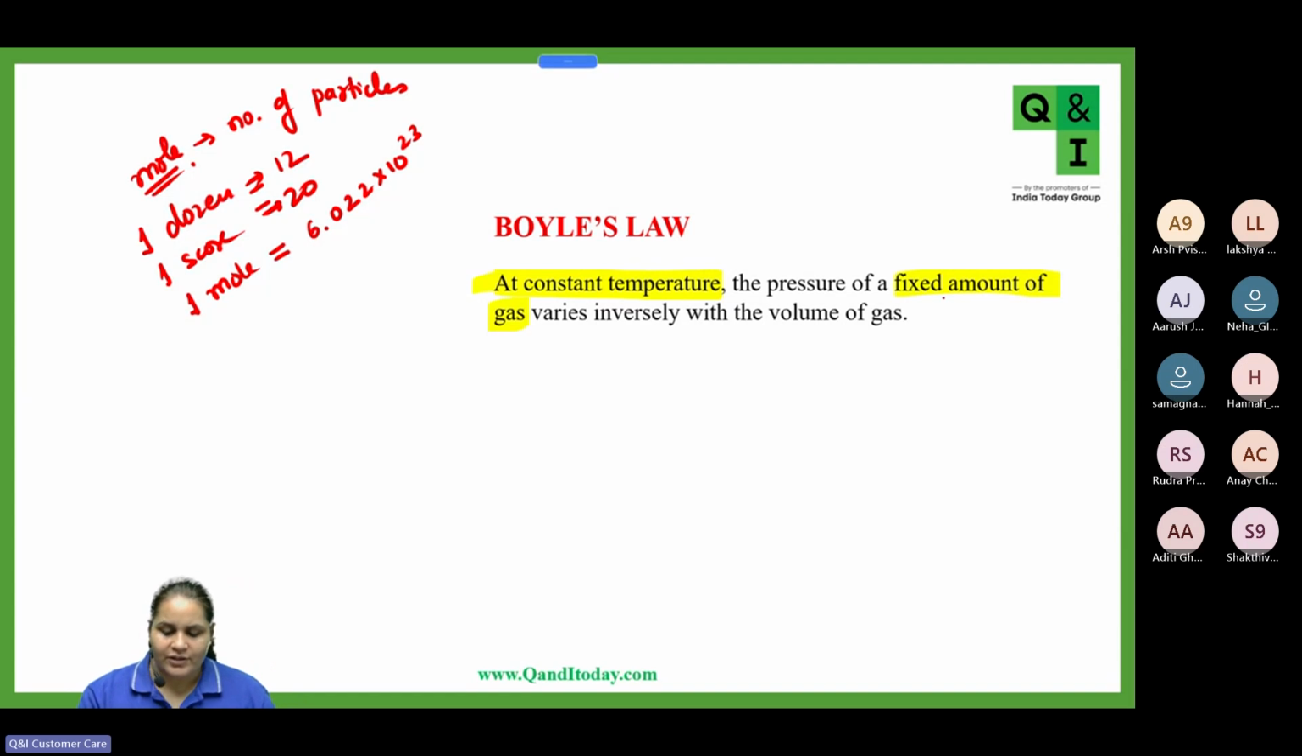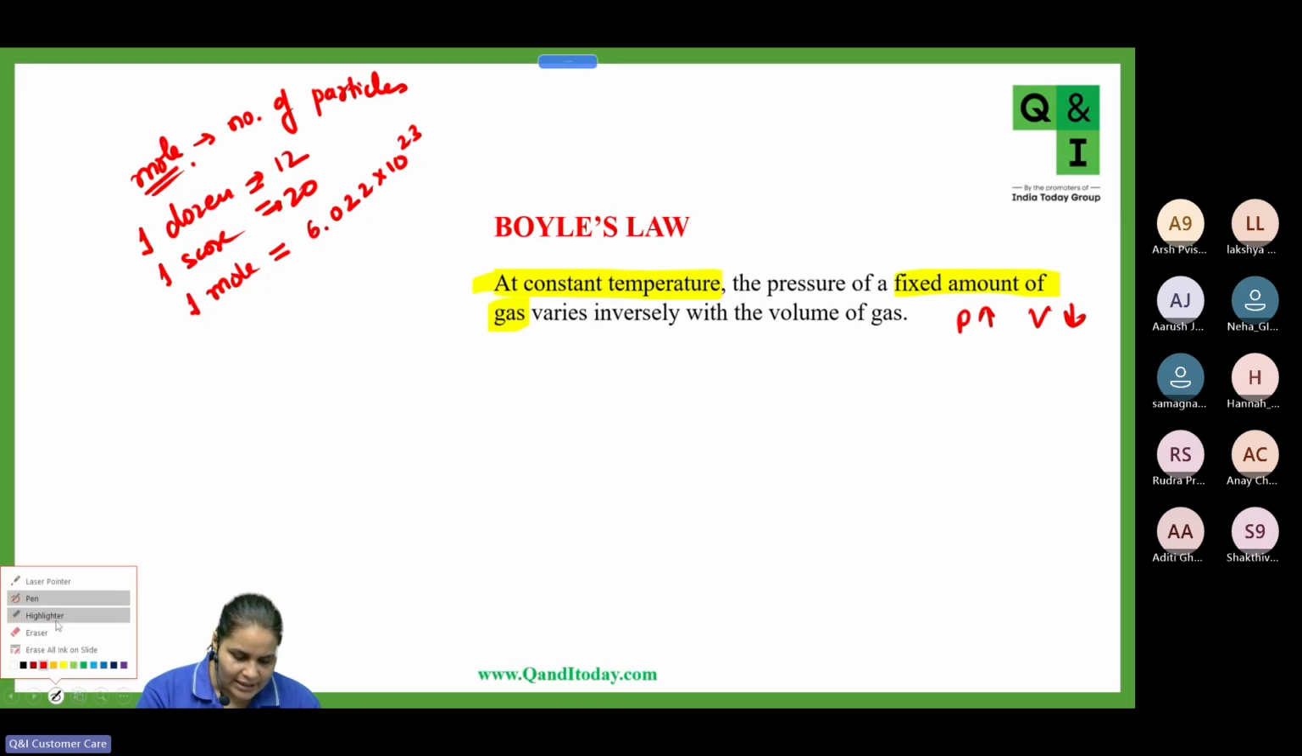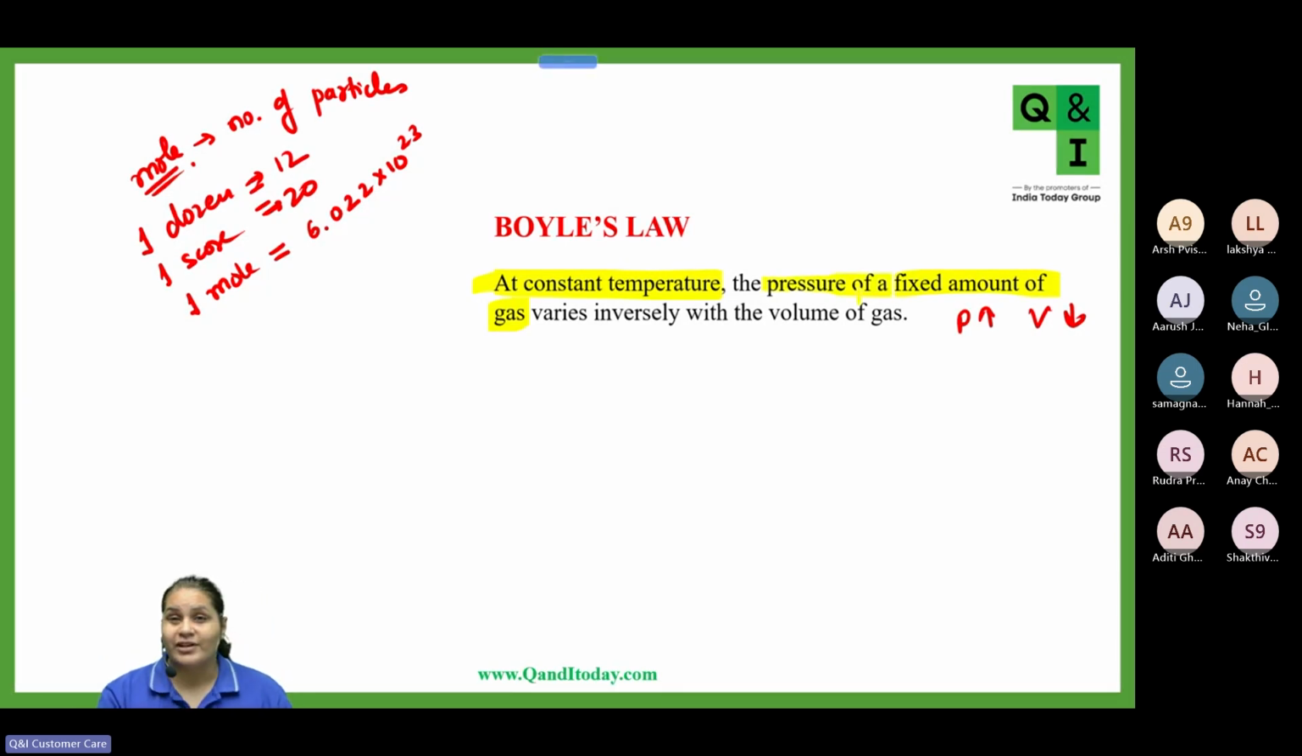Okay, so we take a fixed amount of gas at constant temperature, and when we increase the pressure, volume decreases. On increasing the pressure, volume decreases. And this is very common, right? Which is very logically correct, that when you increase the pressure, the volume will decrease. So we say that the pressure of a fixed amount of gas is inversely proportional to the volume of the gas, but you have to keep the temperature constant. Fine. Let's understand in this manner now.